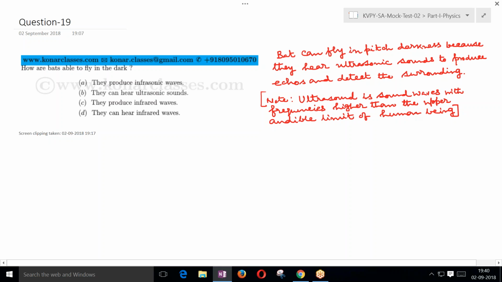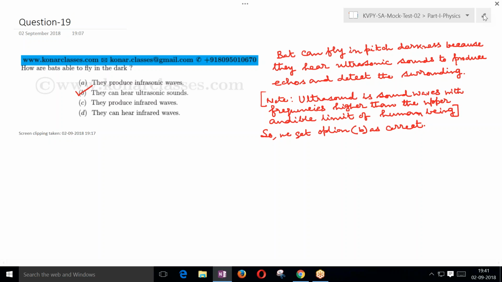Hence, what we see is that option B is correct. They can hear the ultrasonic sounds. So we get option B correct. Yes, Shreya, you are correct. Okay.